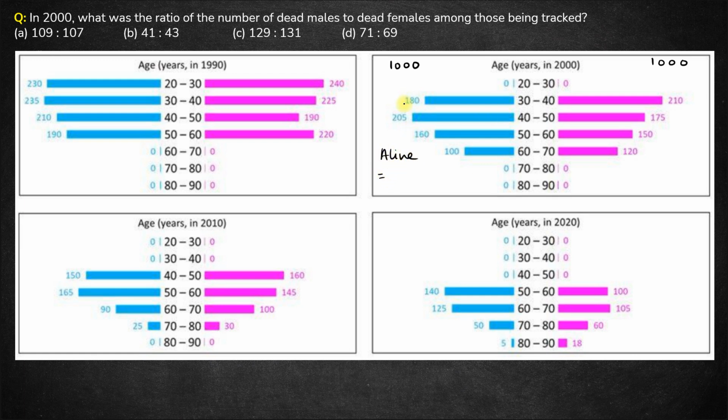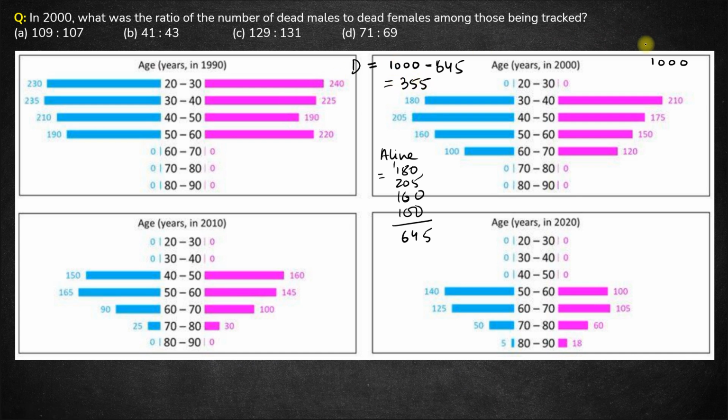So the number of males alive is 180 plus 205 plus 160 plus 100, correct? So this comes out to be 645. So out of 1000, 645 males are still alive. So the number of males who have died is 1000 minus 645, which is 355.